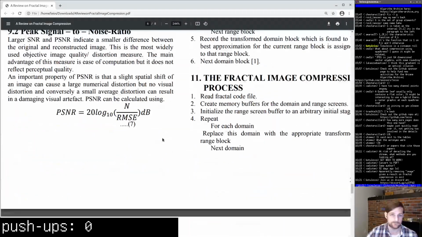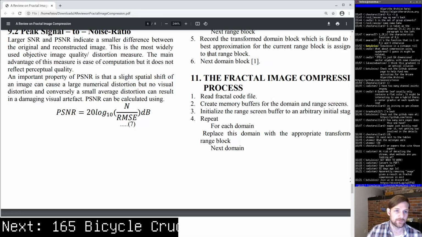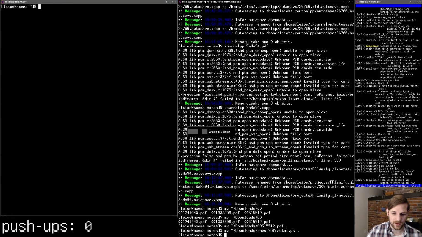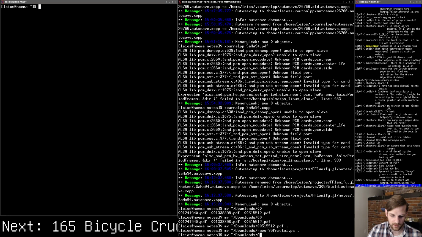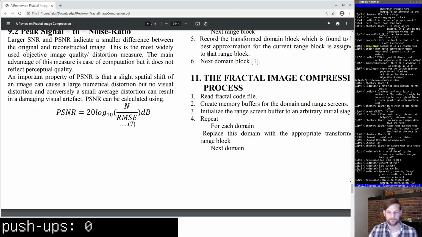I want to read it. I want to see what it does. So a review on fractal image compression will also come over here to this guy. So move, downloads, a review on fractal image compression, bring it over here.